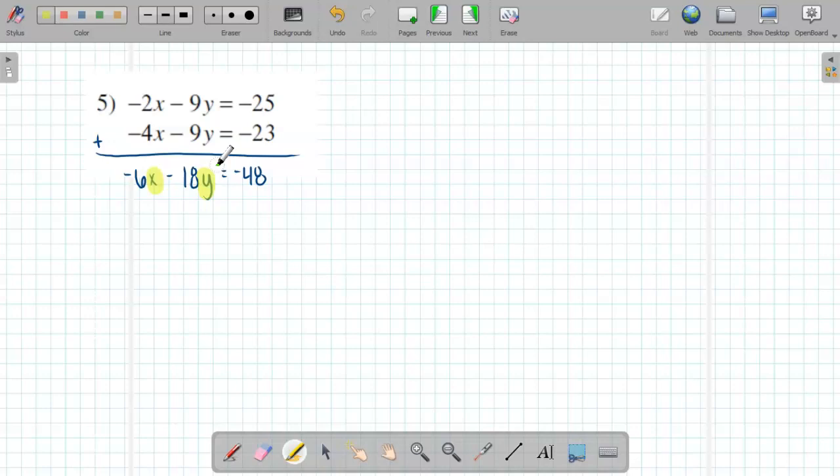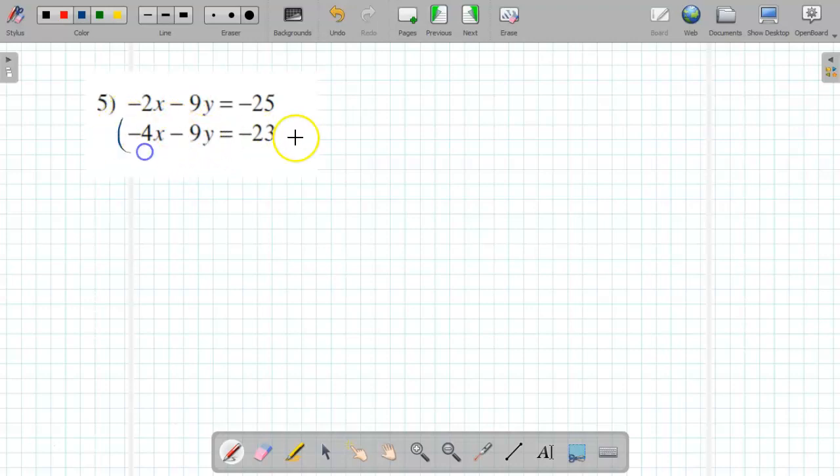So what we're going to have to do here is something a little bit different for this problem. Notice that I'm really close to having two things that will cancel out. I've got negative 9y here and another negative 9y here. If just one of those was positive, then the 9y's would cancel out.